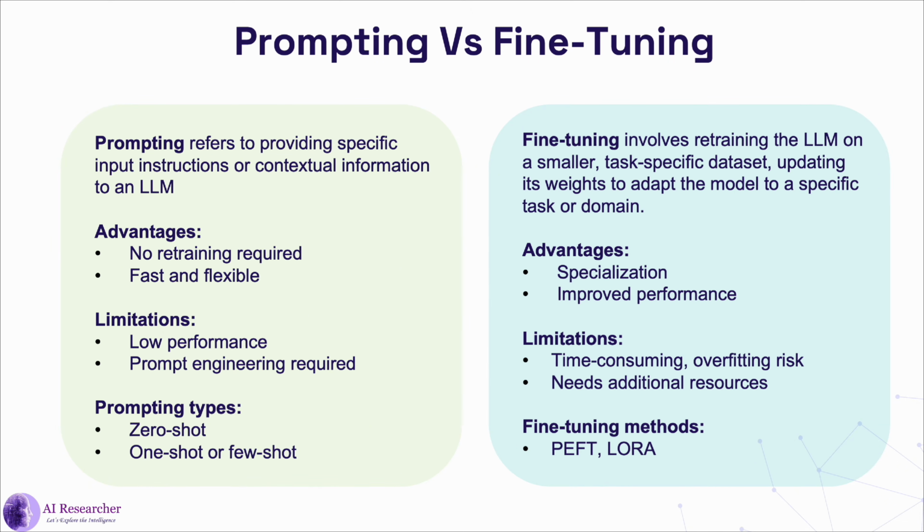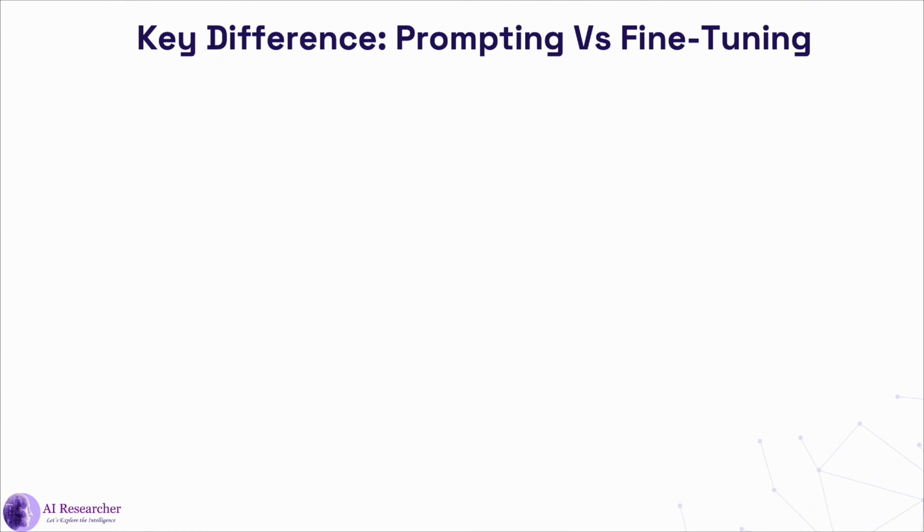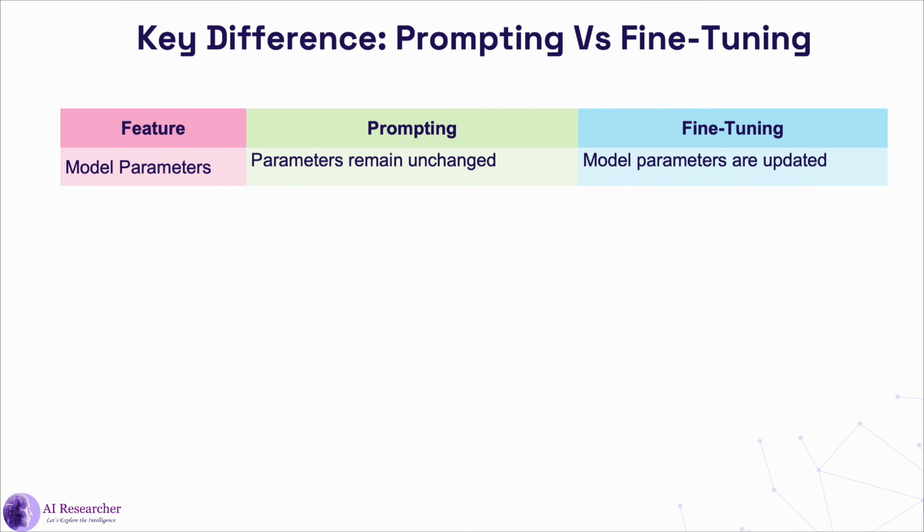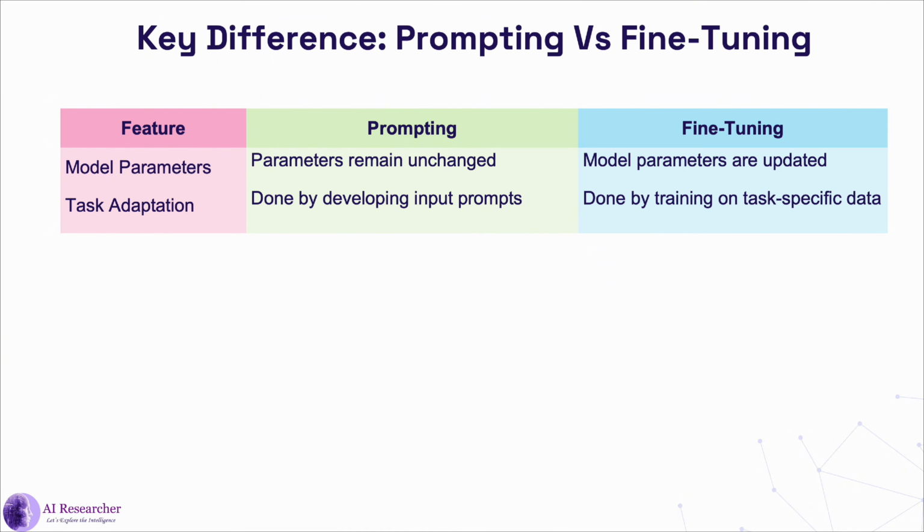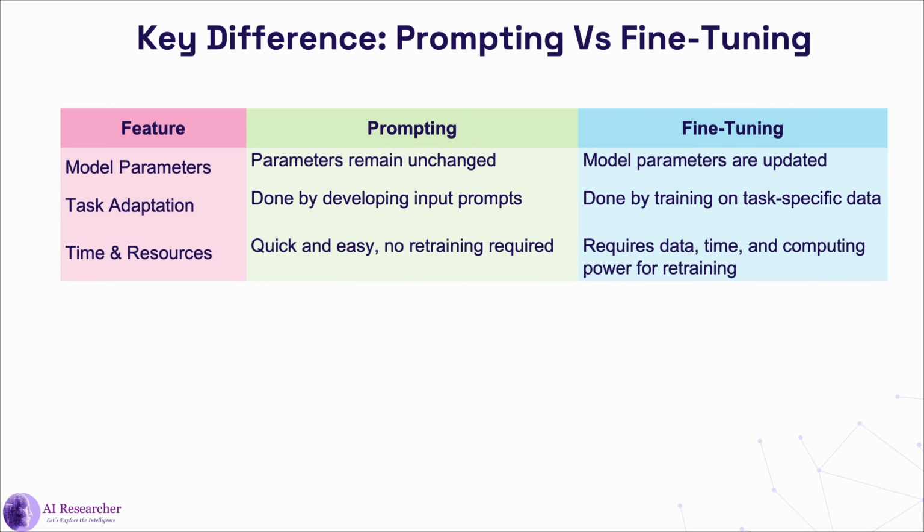Now let's explore the key differences between prompting and fine tuning. I think it's important to see. The first feature that we can see is model parameters. As I said, in prompting you don't need to update the model parameters, but in fine tuning you need to update the model parameters. Task adaptation: in prompting it is done by creating input prompts. In fine tuning it is done by training on a specific task.